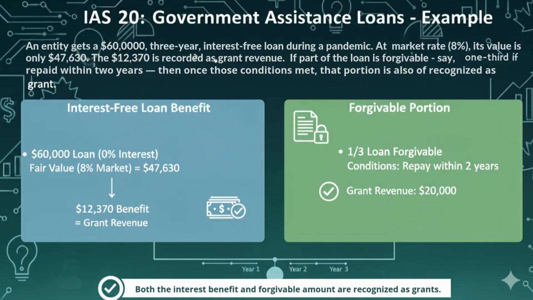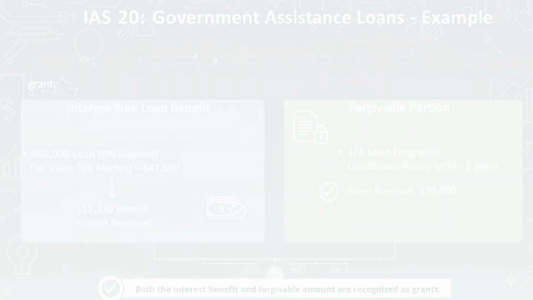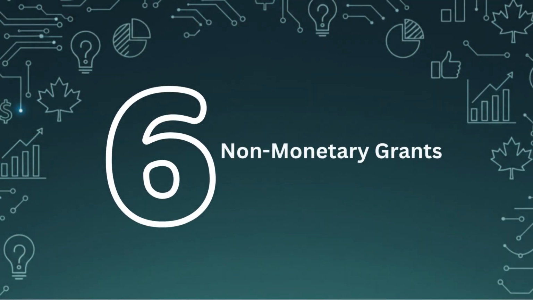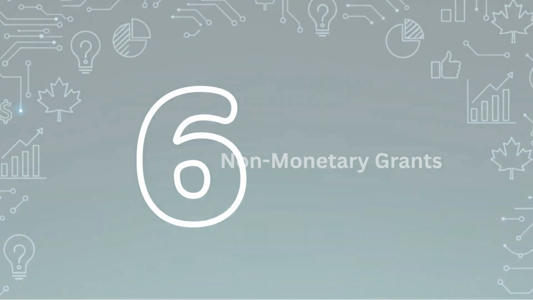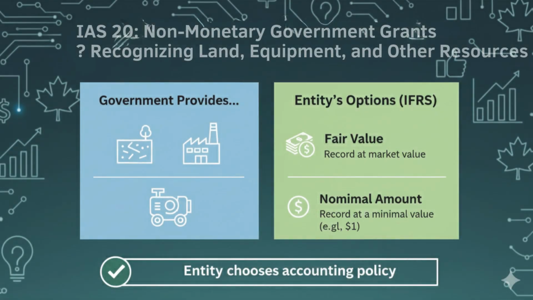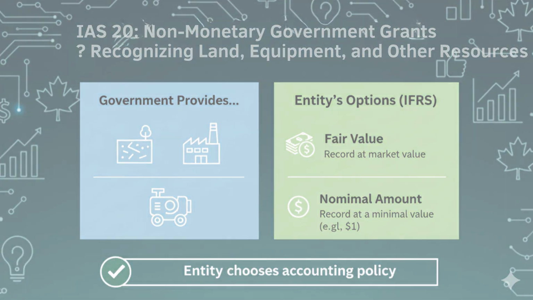If part of the loan is forgivable, say 1/3 if repaid within 2 years, then once those conditions are met, that portion is also recognized as a grant. Okay, so far we've looked at income, assets, and loans, but grants can also be non-monetary. Governments may sometimes give land, equipment, or other resources. Under IFRS, entities can record these at fair value or nominal amount.